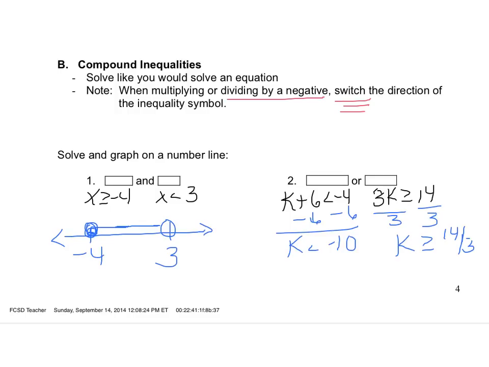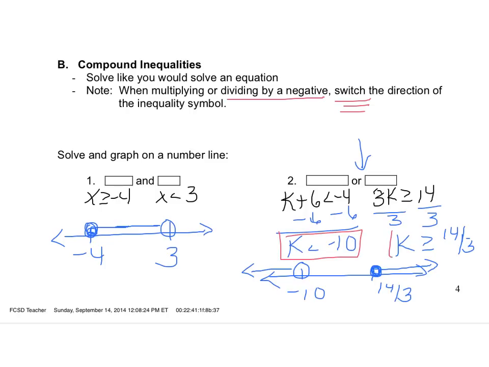All right, I'm going to stick them on the number line. I have negative 10 here. I have a positive 14/3 here. It's an open circle at the negative 10. It's a closed circle at the 14/3. I need every value of k that's less than negative 10, so it's going to go this way. And every value of k that's greater than or equal to 14/3, so it's going to go this way. So when we have the word or, that means they're not going to connect. So my actual answers have to be written separately.